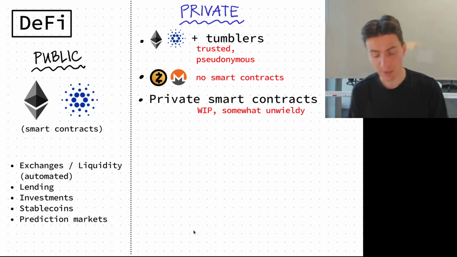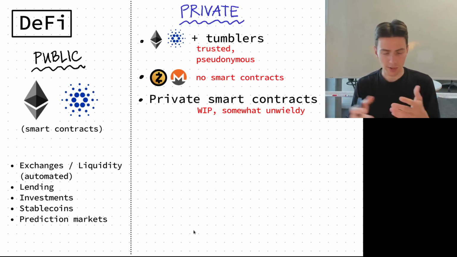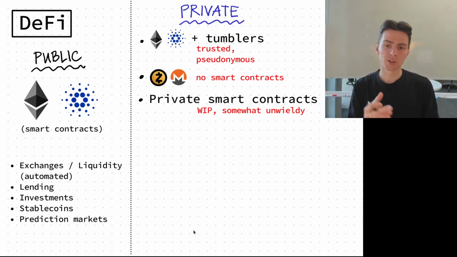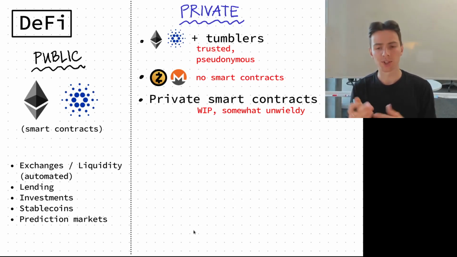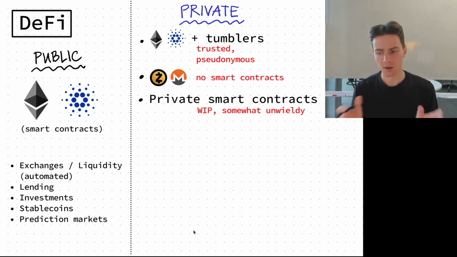If you want to add an anonymization tool on top of Cardano or any public chain, essentially a tumbler or a mixer, it's often trusted or it requires a lot of setup. If you want to add smart contracts on private chains such as Zcash or Monero, it is quite challenging. Private smart contracts are theoretically possible, even practically possible, but still not implemented at any big scale because of many practical problems with their implementation.